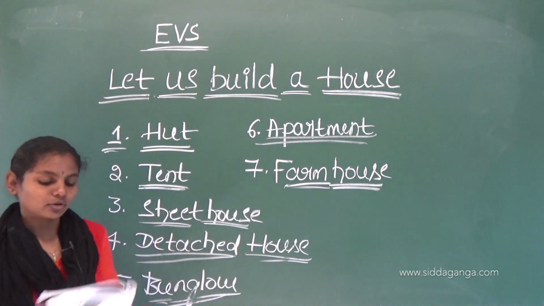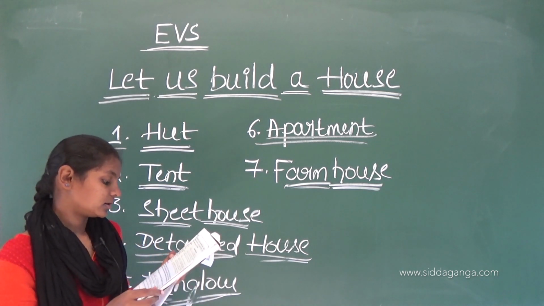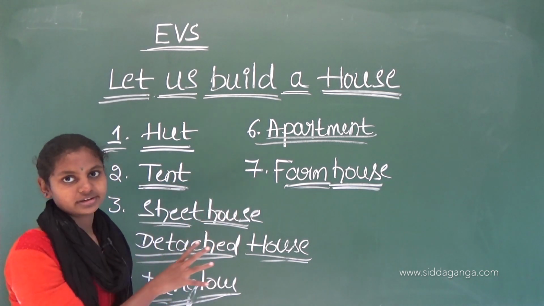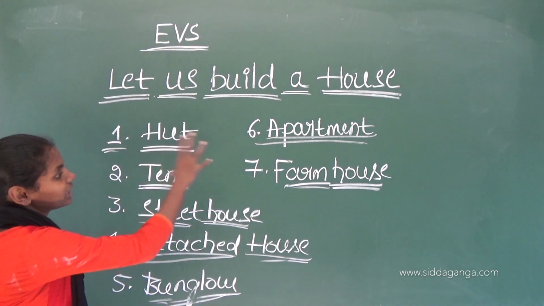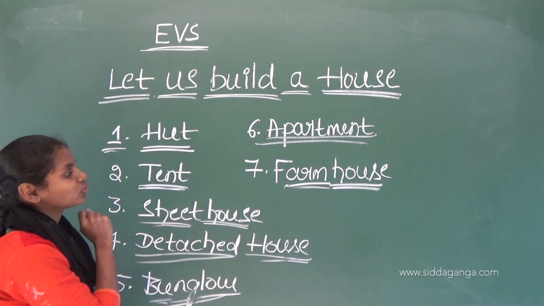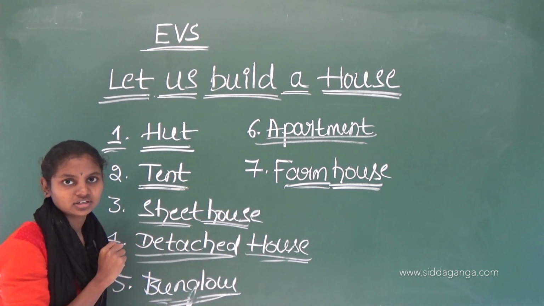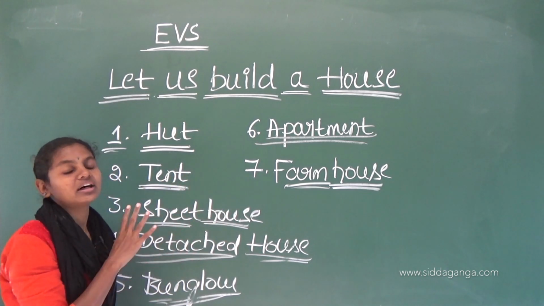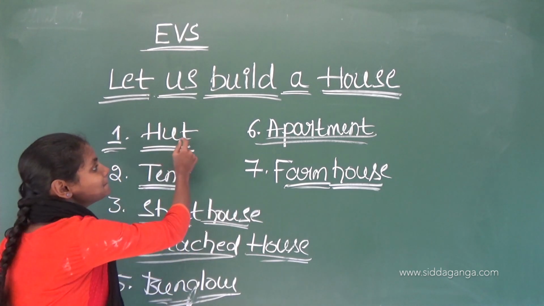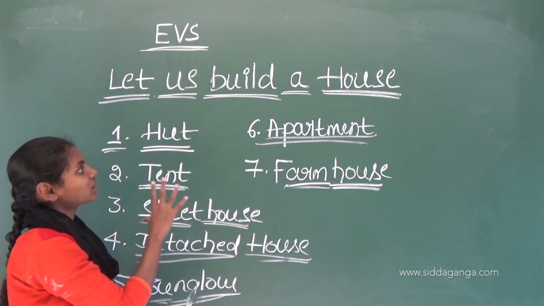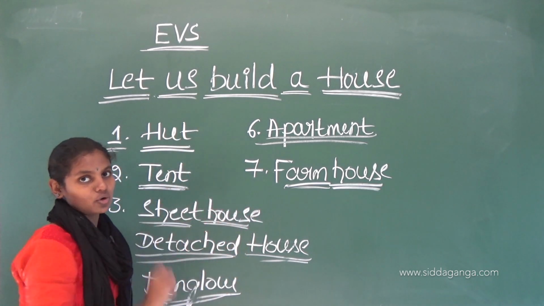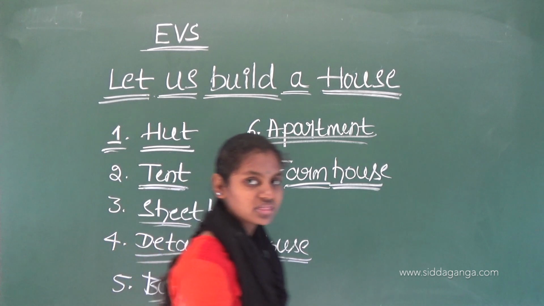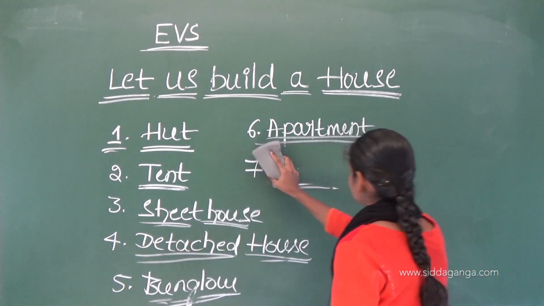Okay. So there are 7 houses here, right? In the 7 houses, they are different from one another. So you have to write the materials which are used to construct these houses. I will rub this and then we will explain it.